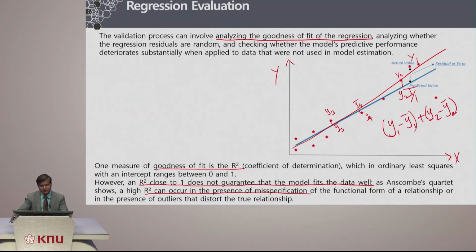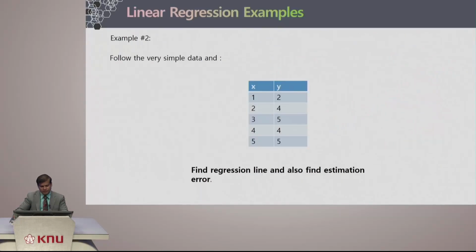At times you do have some outliers. Say if a data point is somewhere here, it really is an outlier, and that can actually distort the true relationship that can be observed. Okay, with this thought, let's look at another example here.